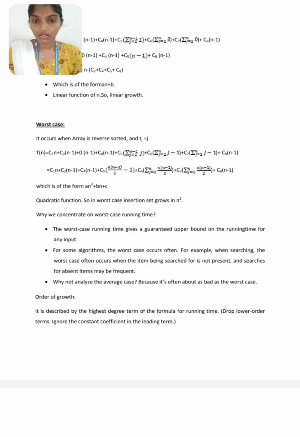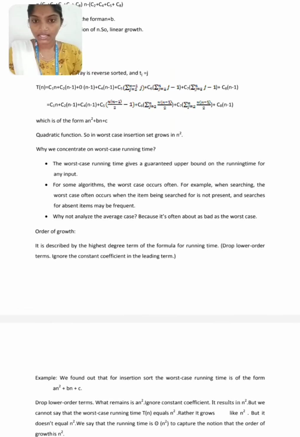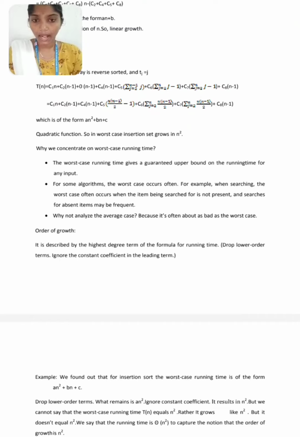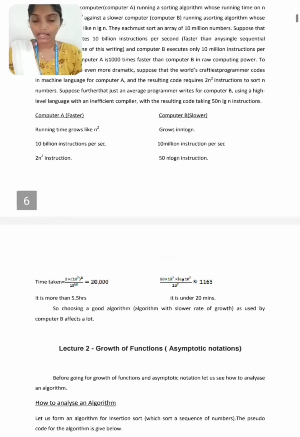Why do we concentrate on the worst case running time? The worst case running time gives a guaranteed upper bound on the running time for any input. For some algorithms, the worst case occurs often. For example, when searching, the worst case often occurs when the item being searched for is not present, and searches for absent items are frequent. In the analysis of algorithms, because of this, we consider the highest degree term of the formula of running time, drop lower order terms, and ignore the constants. This is the design and analysis of algorithms.